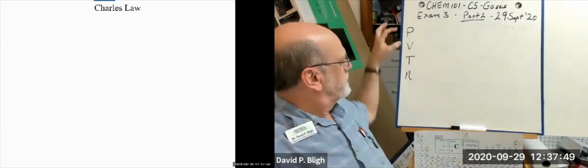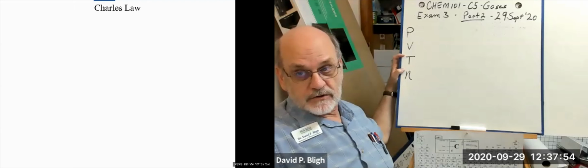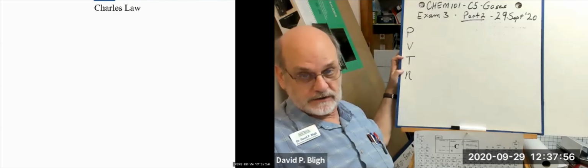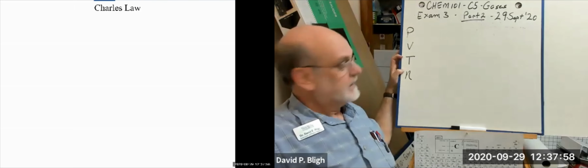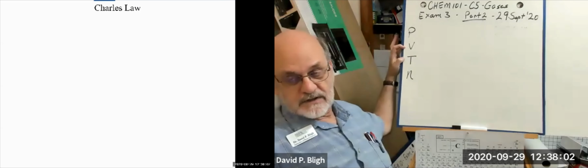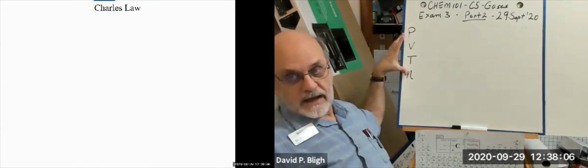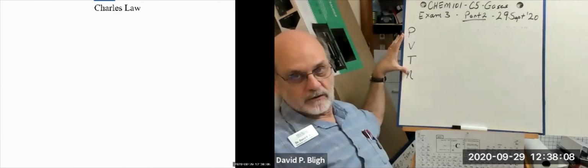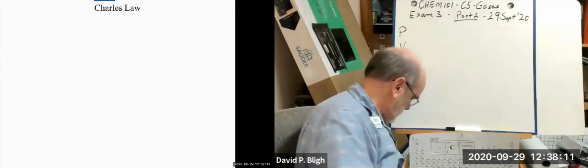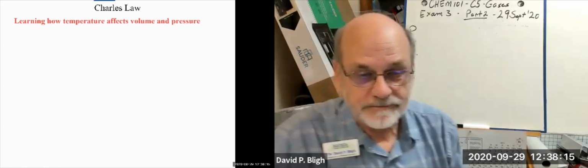So we've covered pressure and volume with Boyle's law. That means that temperature and moles have to be held constant. So now we're going to look at Charles' law, which is the volume and temperature relationship, which means now pressure and moles have to be held constant. Okay, so let's take a look at Charles' law.